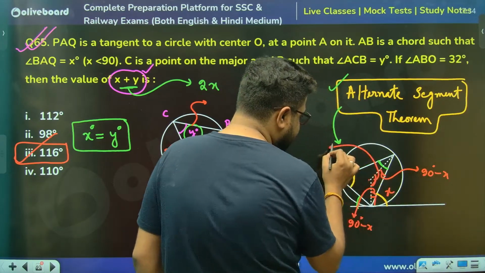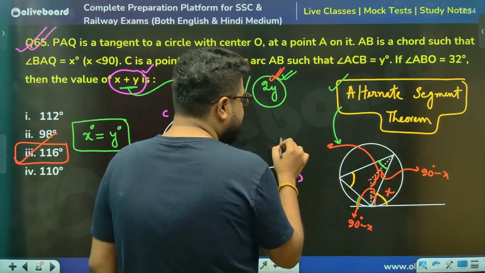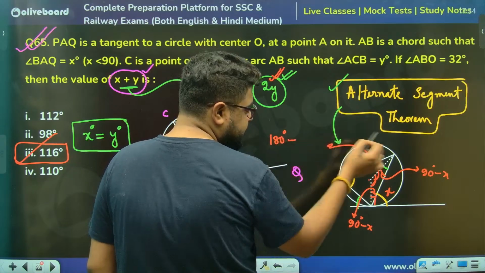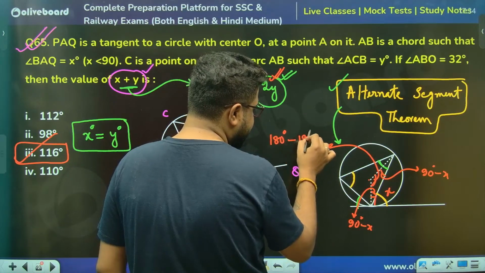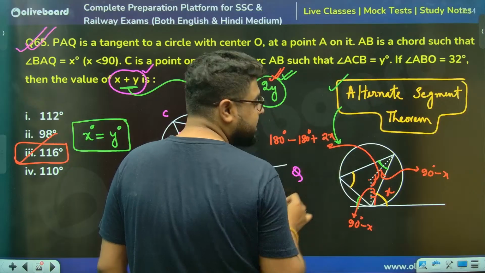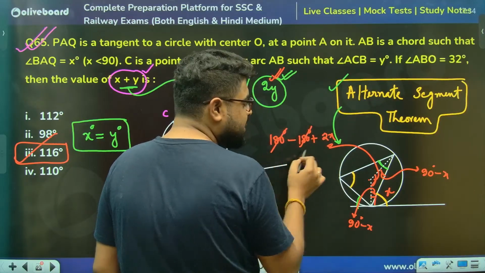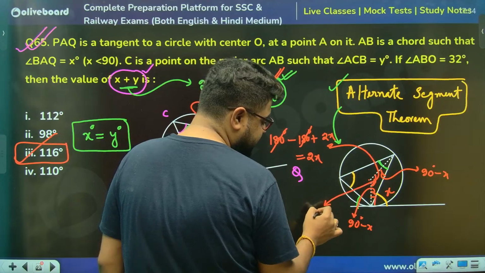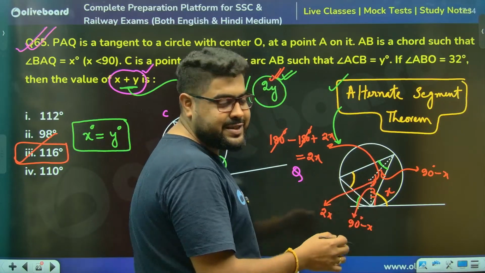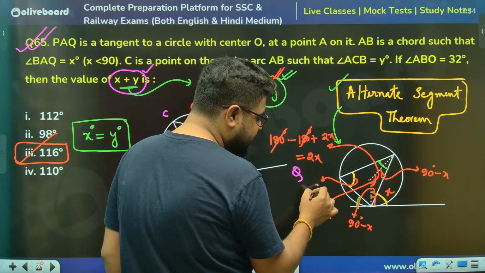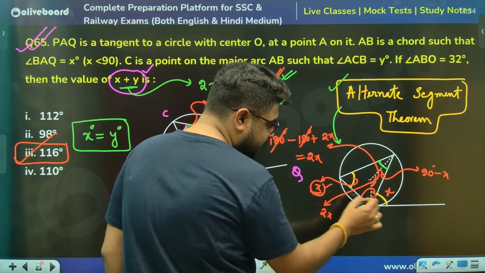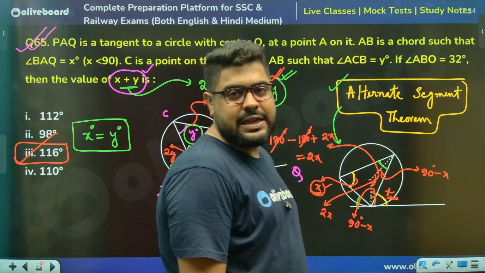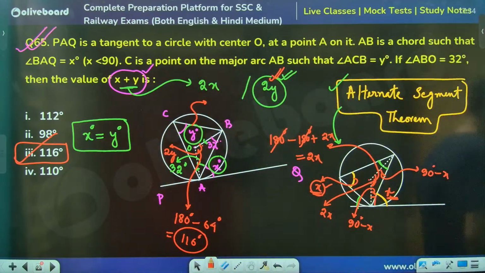So for this angle, the sum should be 180. So 180 minus 90 minus 90, that is 180 only, minus 2x, plus 2x. So you see, we are getting 2x. This angle comes out to be 2x. Now, if this angle is 2x, then this angle will be x. You see, we are getting equal angles. So that is your proof for the alternate segment theorem. This is the proof, sir.